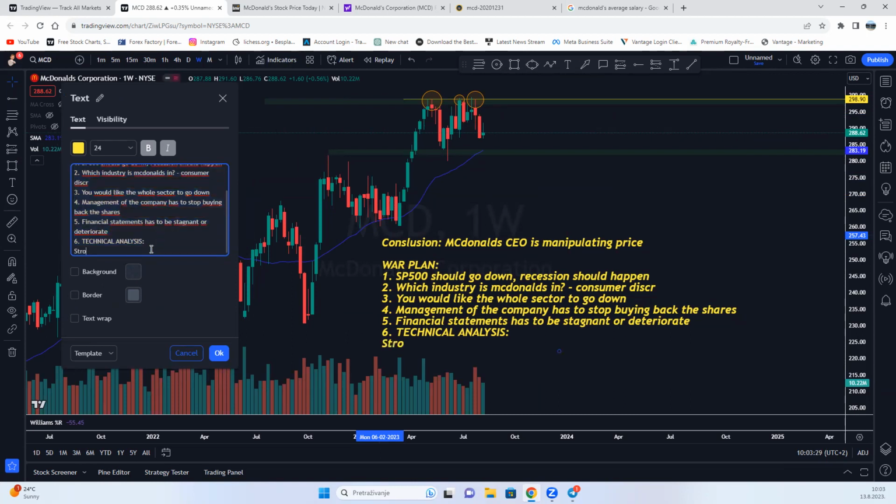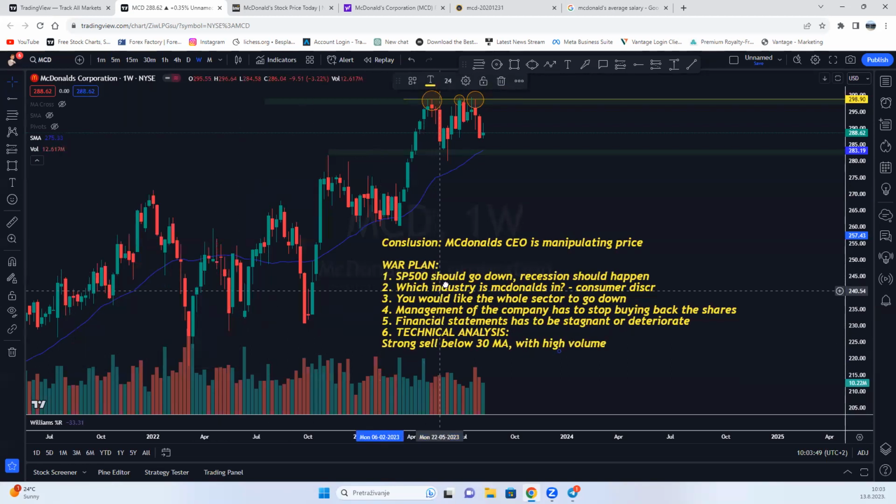Strong sell below the 30-period moving averages. There is also one other indicator I use, which I will not talk about today, with high-low volume. Why? Because that tells me nobody is buying the stock anymore. Now everybody is selling the stock.